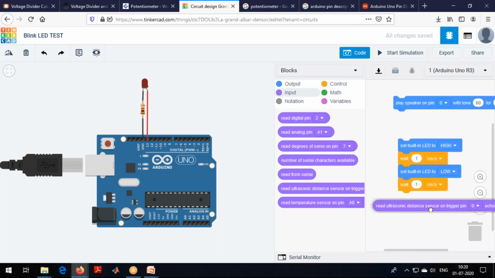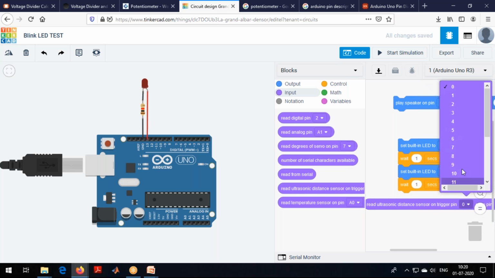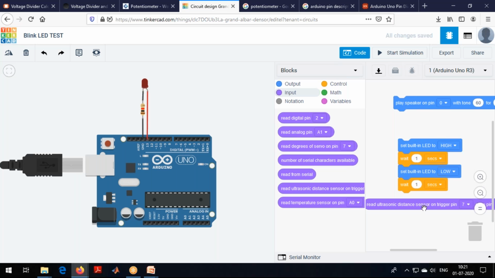Okay, and it is basically trying to give the distance, and I am connecting to 7th pin. So I can say read ultrasonic distance sensor on trigger pin 7. So if I connect on 7, I need to select 7. Read temperature. For example, I have connected temperature to A1. Then I can say read temperature sensor on A1. Okay. These are some of the details about input and output blocks.